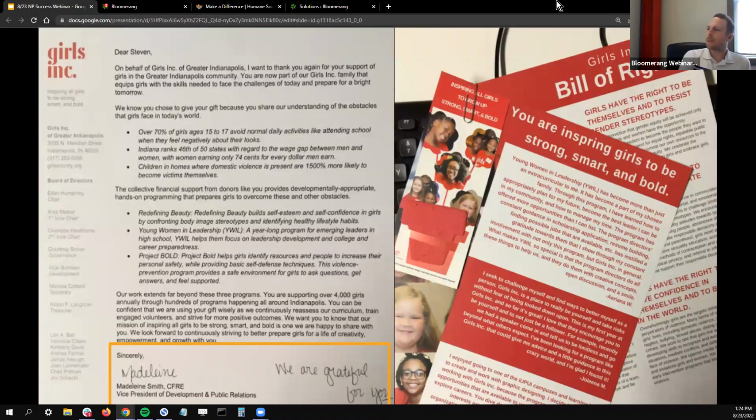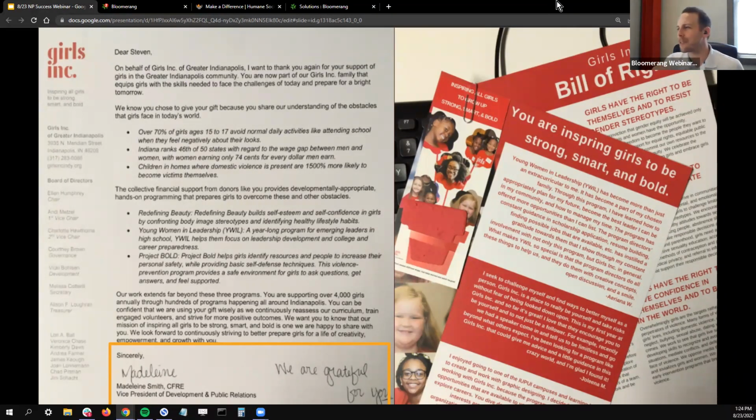And this is another example I love. This is Girls Inc. of Indianapolis. On the right, they send these little welcome kits to their first-time donors. On the left, they have this letter that one of their development directors signed. Madeline just wrote her name, and she said, we're grateful for you. Adding, again, that personal touch.